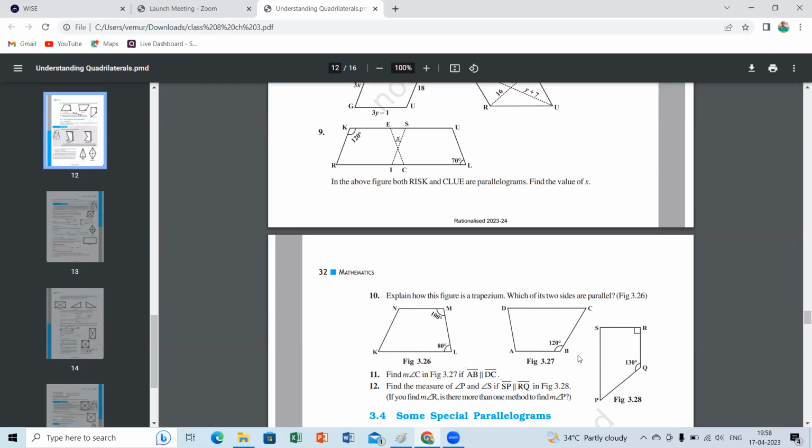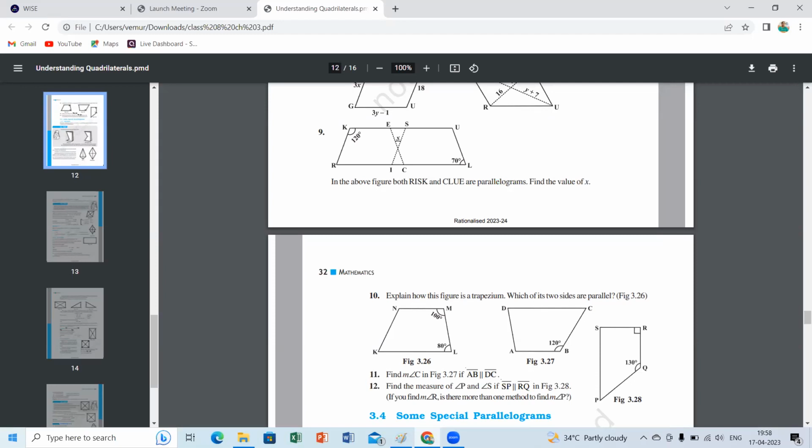Ma'am, you said adjacent angles are supplementary. Which two sides are parallel here? What about adjacent sides? 130 plus 90 is 220. Is it not possible to make a trapezium with this?